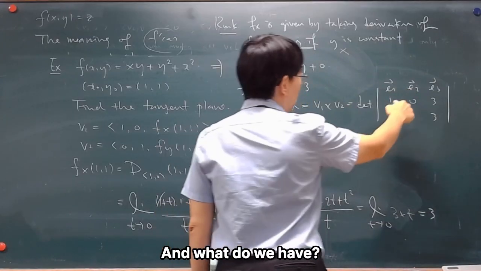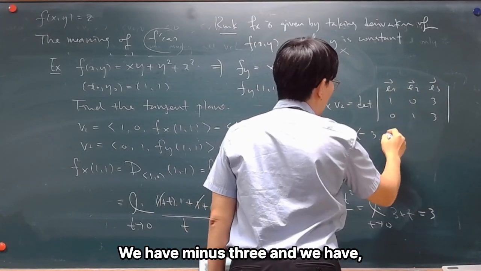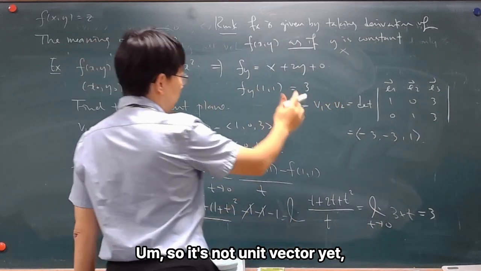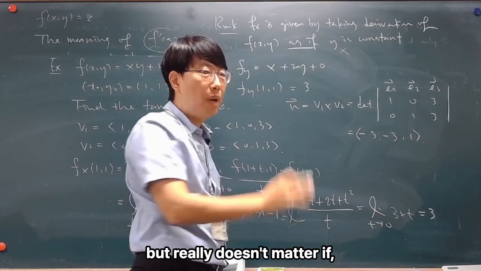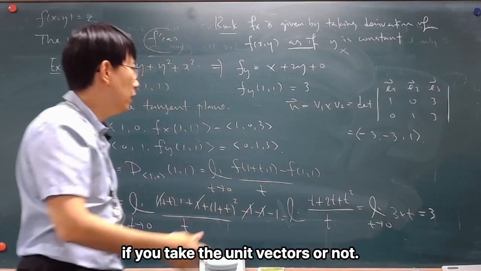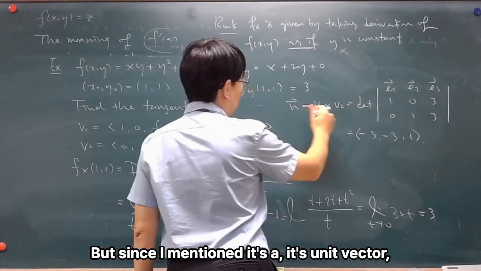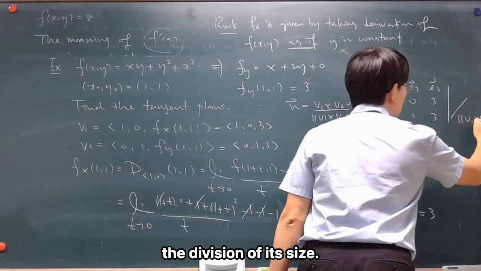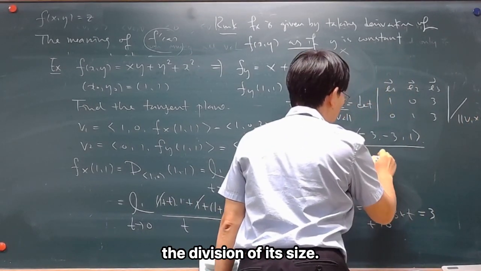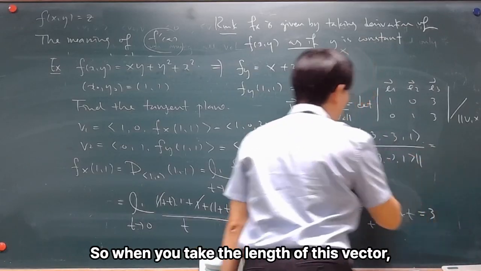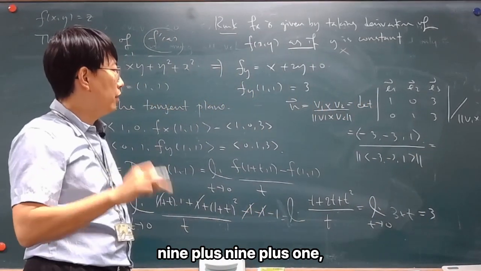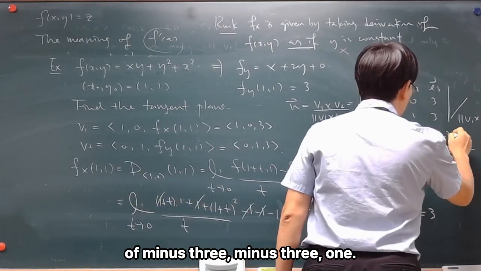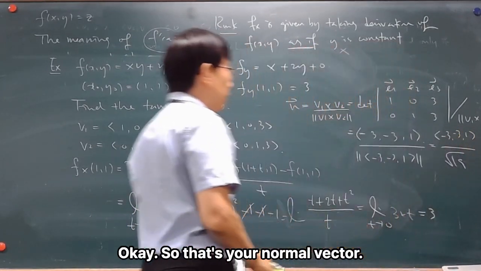And what do we have? We have minus 3, and also minus 3, and 1. So it's not a unit vector yet, but it really doesn't matter whether you take the unit vector or not. But since I mentioned unit vector, I'm going to divide by its size. When you take the length of this vector, 9 plus 9 plus 1, so 19. So again, you get 1 over square root of 19 times minus 3, minus 3, 1. Okay? So that's your normal vector.